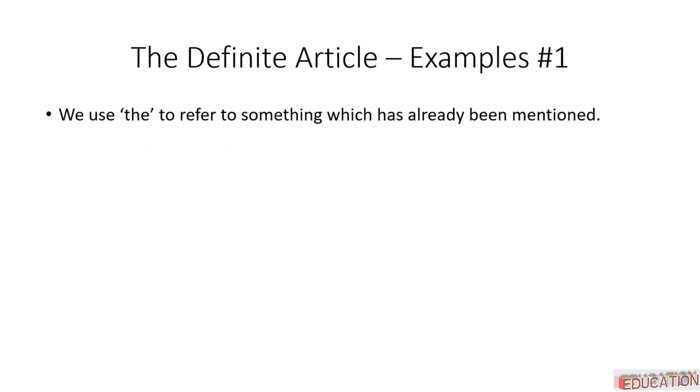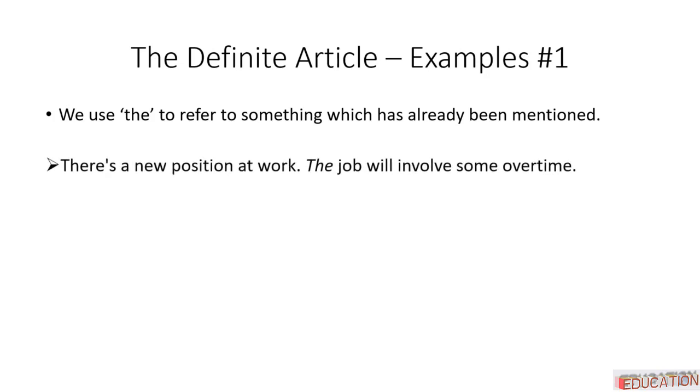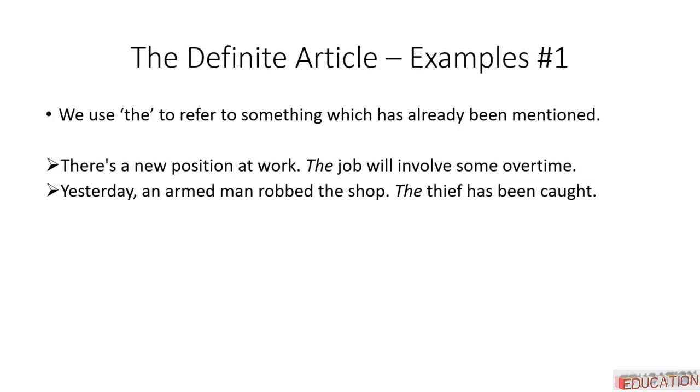We use the to refer to something which has already been mentioned, and we mean that specific one. There's a new position at work, the job will involve some overtime. So referring to a new position at work, and the job refers to that one, that job, the new position. Yesterday, an armed man robbed the shop. The thief has been caught. So, the thief is the armed man in the previous sentence.